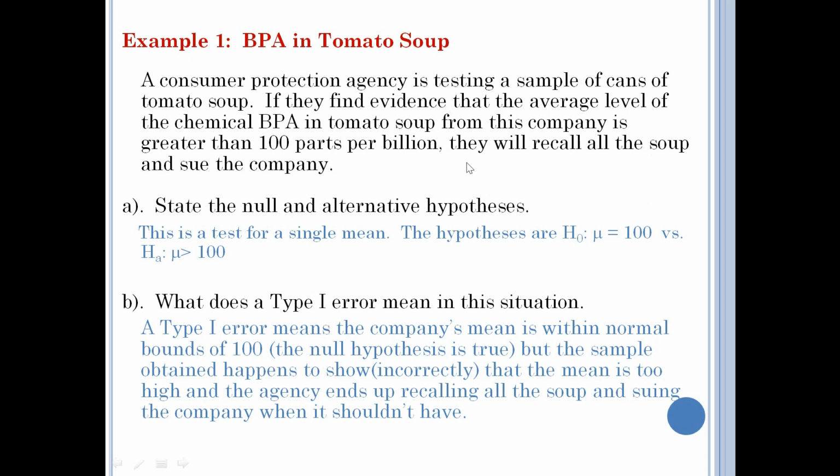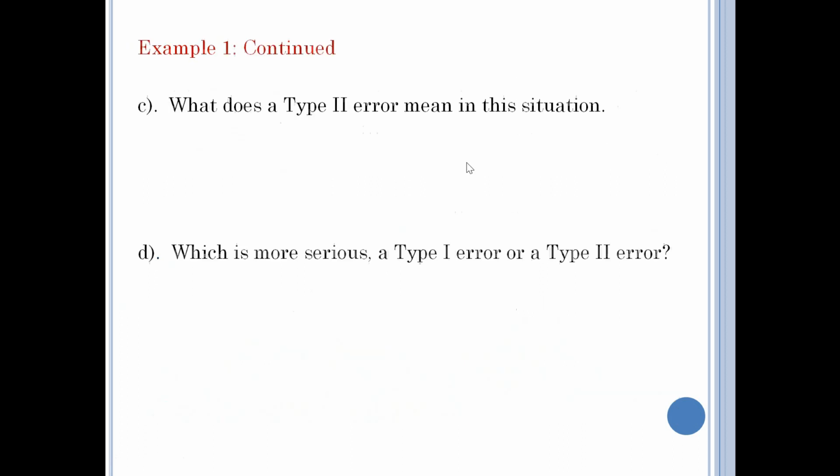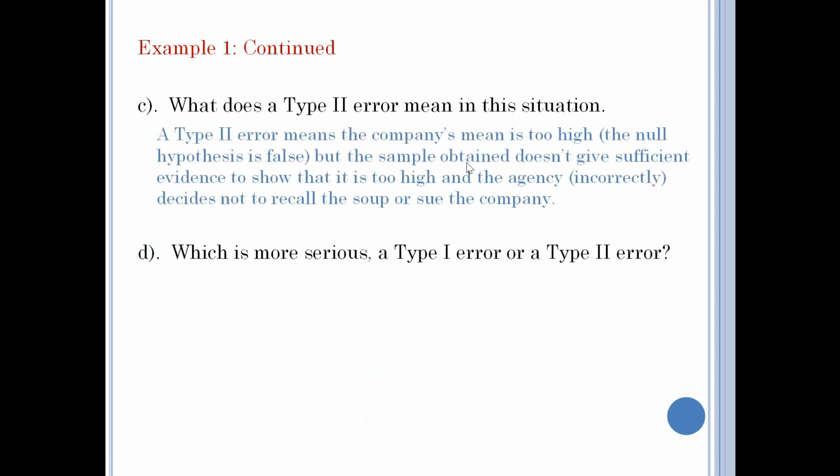So these are negative financial and legal consequences. What does a type 2 error mean in this situation? Type 2 error means that the company's mean is too high, but the sample obtained doesn't give sufficient evidence to show that. So the general population of the tomato soup contains more than it should of that chemical substance. And yet, the sample that we took didn't show any evidence of that. So the consequence in this case is that they will not recall the soup. Basically, they will send it to the consumers, and this might cause some health problems.